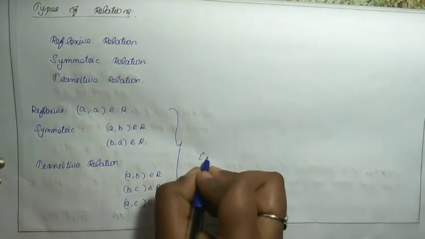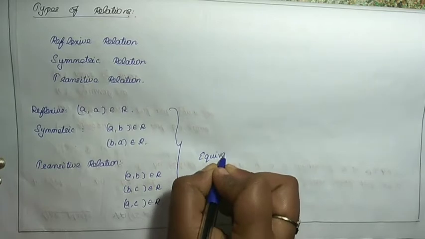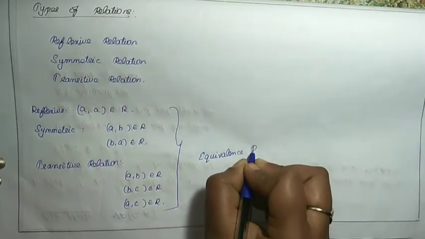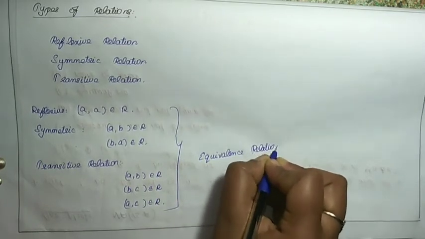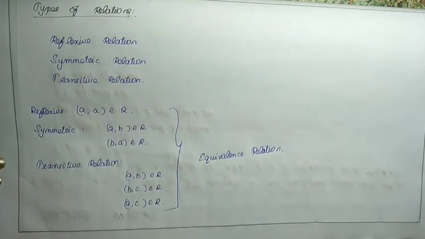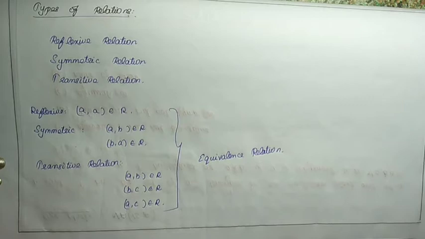And if all these three conditions get satisfied in a particular problem, what is it called? The relation, what is it called? Equivalence relation. Okay, so if any one of the conditions is not satisfied, then we will not say it is an equivalence relation. If all these three conditions get satisfied in a particular problem, then we say it is an equivalence relation.